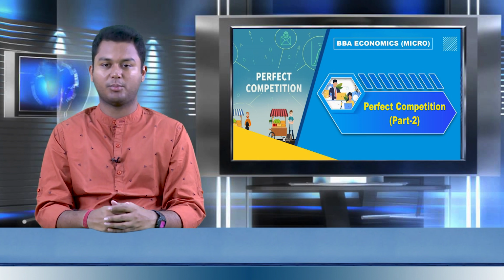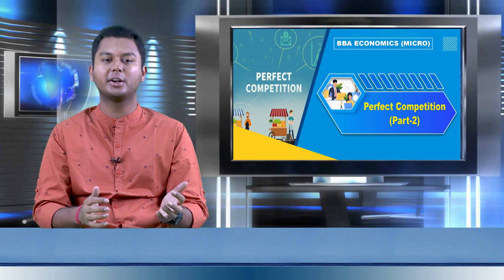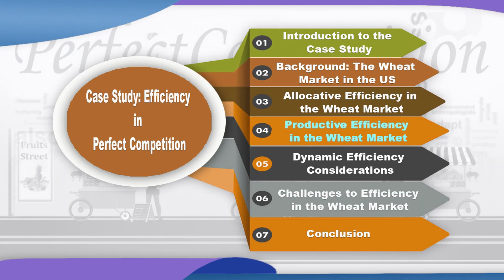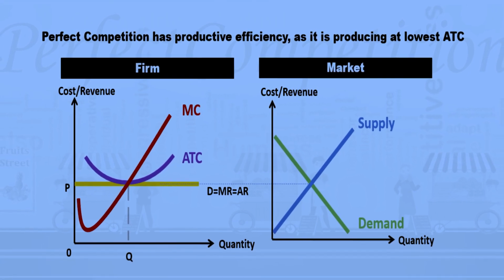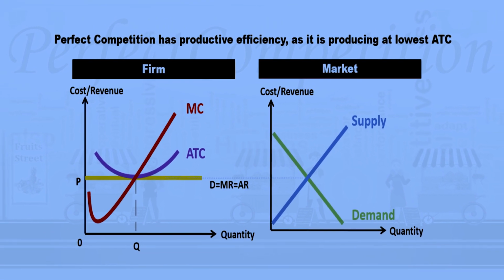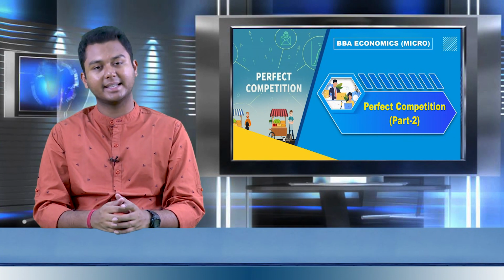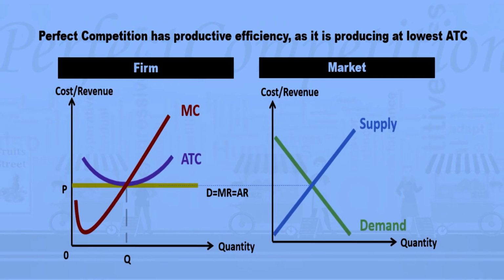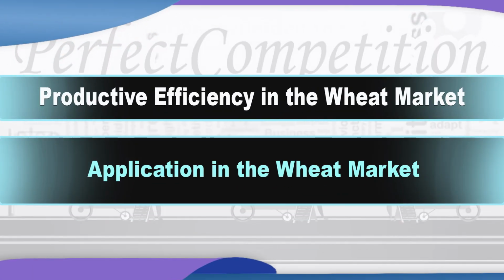Any deviation from this point would result in excess supply or unmet demand, reducing overall welfare, as we have learnt in deadweight loss. Now if we look at productive efficiency in terms of this wheat market. By definition, once again, productive efficiency is the case where goods are produced at the lowest possible cost, meaning that production takes place at the minimum point of average cost graphically, or price is equal to the minimum point of average cost. Let us look at the application in the wheat market.